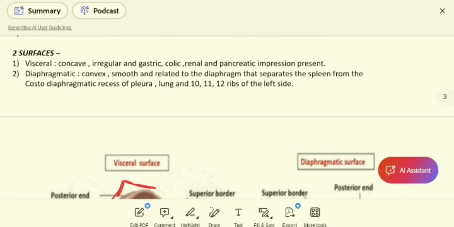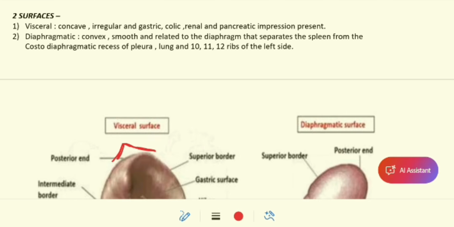Now it is related to the diaphragm that separates the spleen. You have to remember this, okay? That it is separating the spleen from the costodiaphragmatic recess of pleura, lung and these three ribs on the left side.